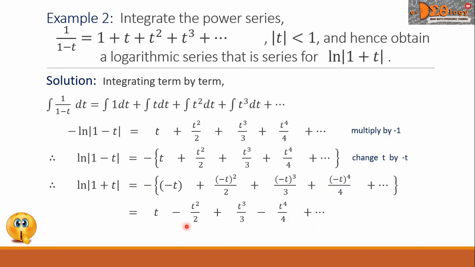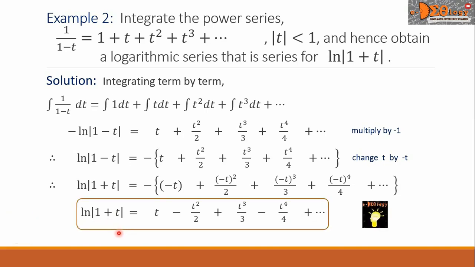We can see here that we have alternating signs for the terms. So this is the series for the natural log of the absolute value of 1 plus t. This is now the final answer.